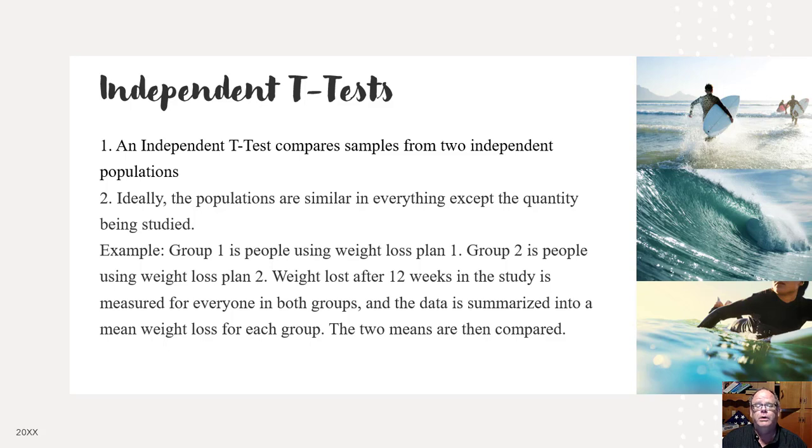So for example, group 1, or population 1, sample 1, is people using weight loss plan 1, whatever the first weight loss plan is. Group 2 is people using weight loss plan 2. Weight lost after 12 weeks in the study is measured for everyone in both groups. Data is summarized into a mean weight loss for each group. Then the two means are compared, right? We're going to use our t-test to compare the means. All right, so that's a typical setup for the way an independent t-test would work.